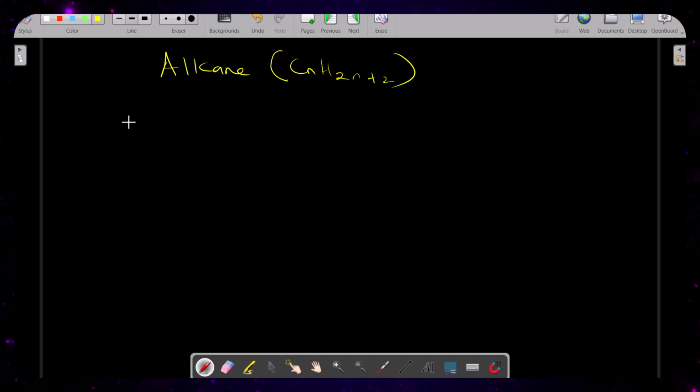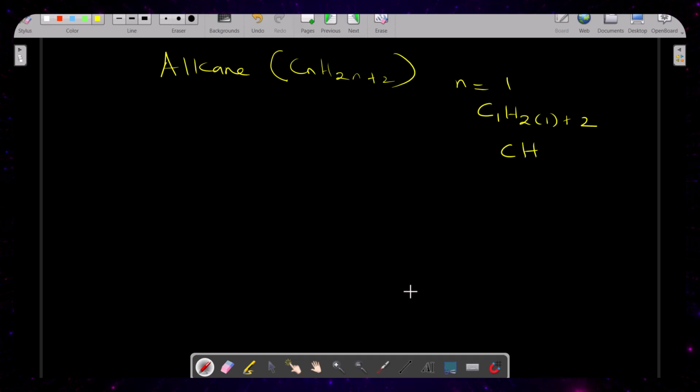So it means that if I'm to start with n equals 1, I'm going to have C1H2 bracket 1 plus 2. And this is going to give me what now? Then I'm going to have C1 is the same thing as CH, 2 times 1. Let me put out the pointer. 2 times 1 is going to give me 2. 2 plus 2 is going to give me 4. So basically, I'm going to have here C4.